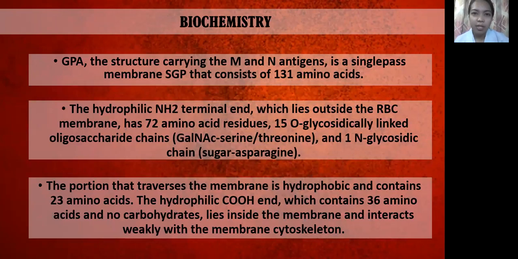So let's go to the biochemistry. GPA is the structure carrying the M and N antigens. It is a single pass membrane sialoglycoprotein that consists of 131 amino acids. The hydrophilic NH2 terminal end, which lies outside of the RBC membrane, has 72 amino acid residues, with 15 O-glycosidically linked oligosaccharide chains attached to serine or threonine, and 1 N-glycosidic chain attached to asparagine.